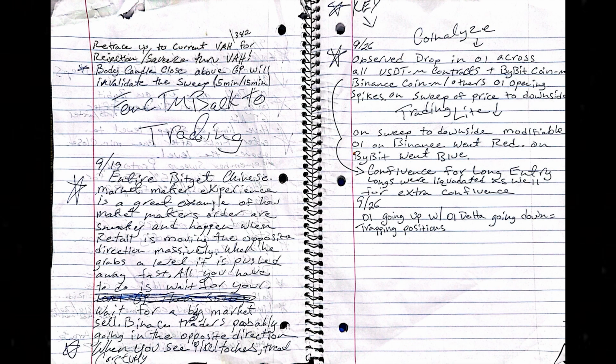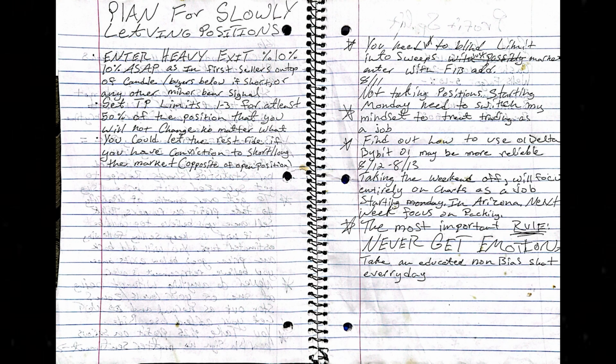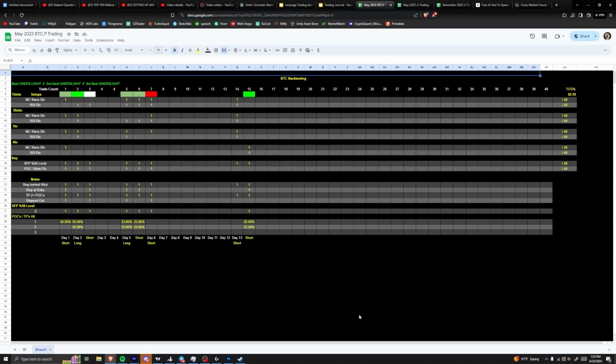You need to write this stuff down so that you can go back and look at it, figure out what went wrong, and fix it. Lastly is going to be tracking your P&L. Once again, there's no right or wrong way to do this.